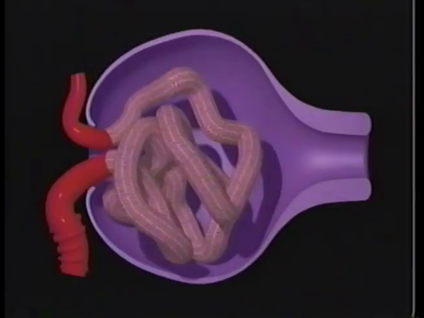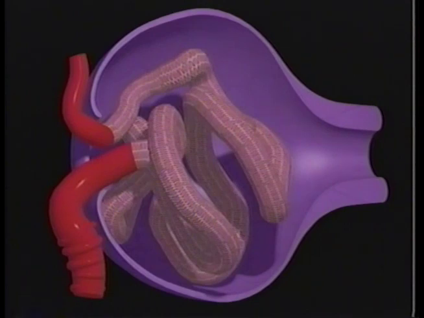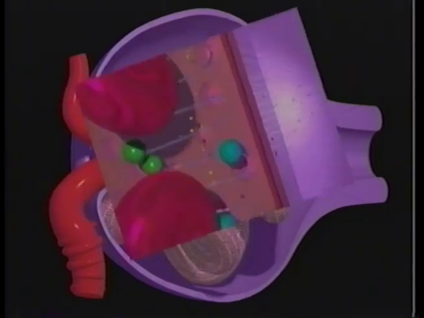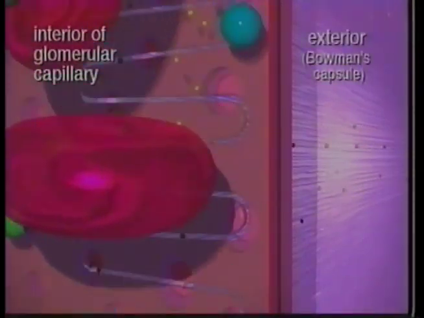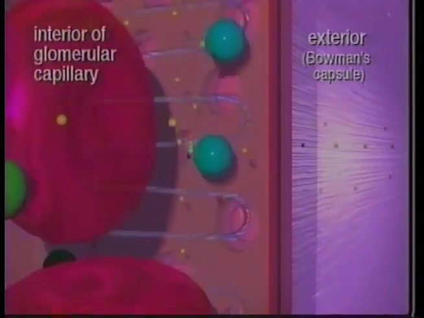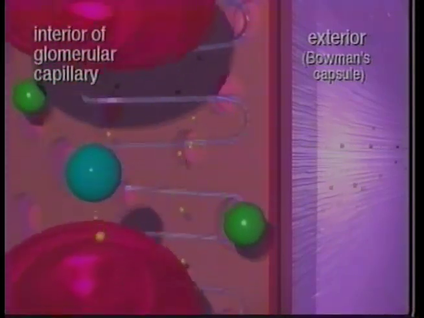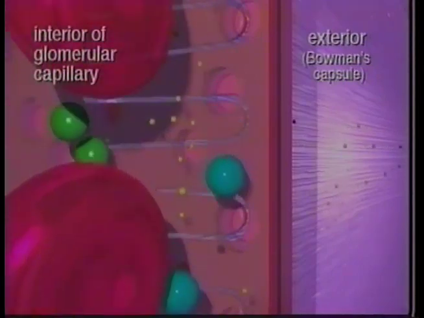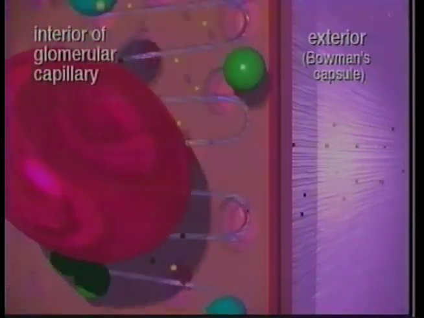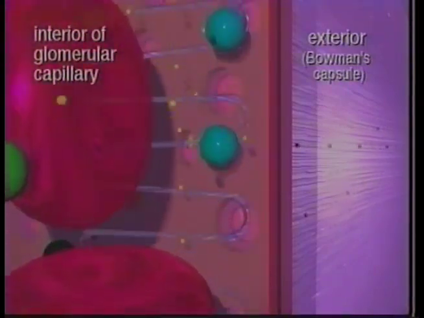Let's begin with filtration. Blood pressure within the capillaries of the glomerulus is unusually high because the efferent arteriole is narrower than the afferent arteriole. This bottleneck effect helps to push water and solutes across the capillary walls and into Bowman's capsule. In doing so, water and solutes cross a filtration membrane consisting of the fenestrated endothelial cells, the lamina densa, and the slit pores created by the podocytes that cover the glomerulus.